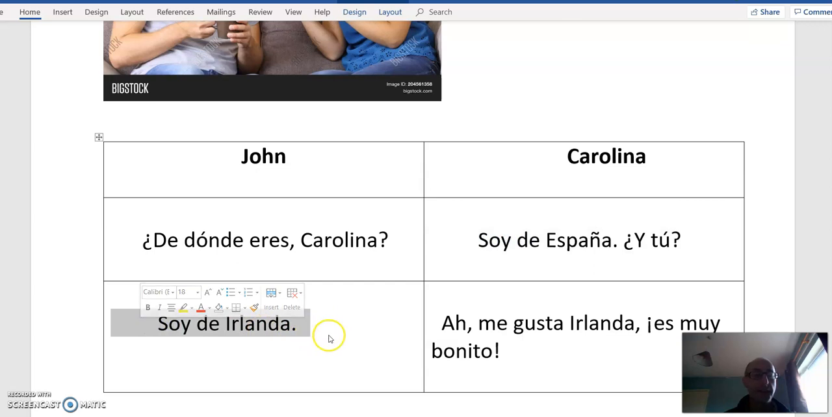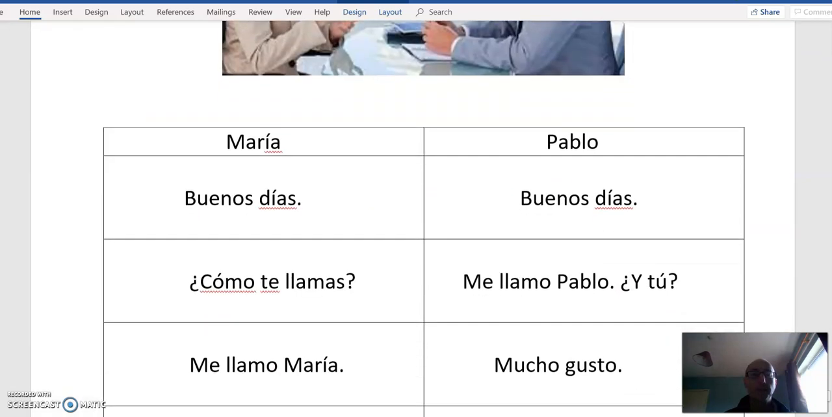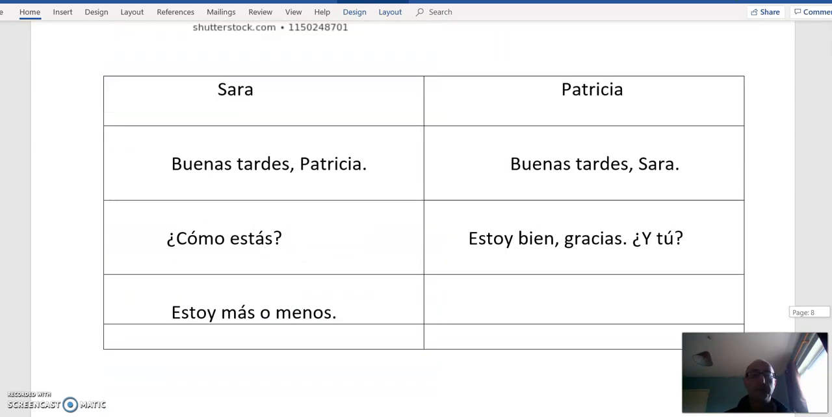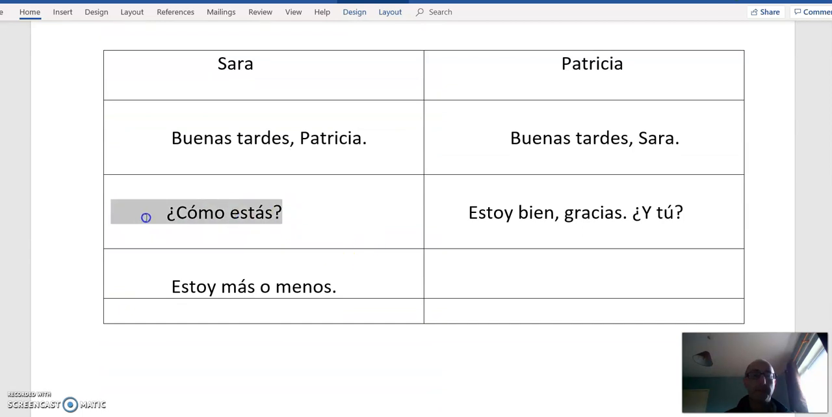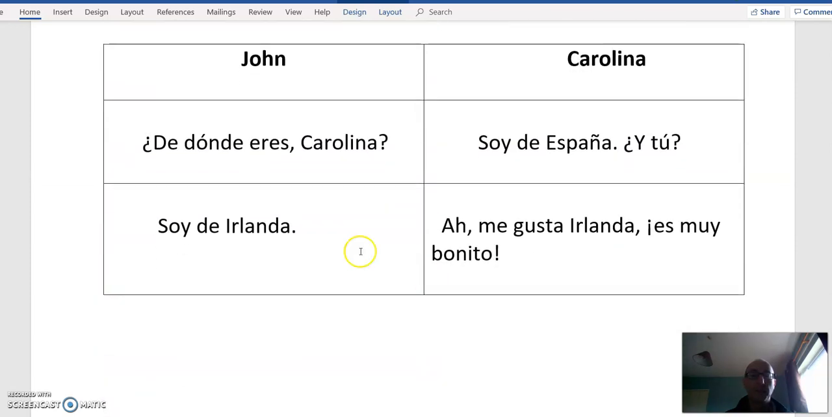Soy de Irlanda. Let's just revise the questions before we finish. ¿Cómo te llamas? ¿Cómo estás? ¿De dónde eres?